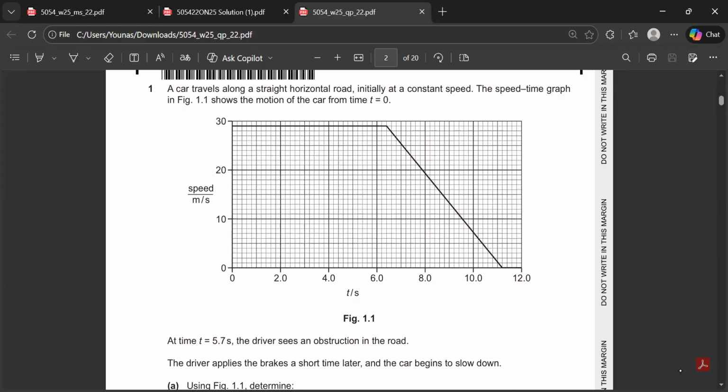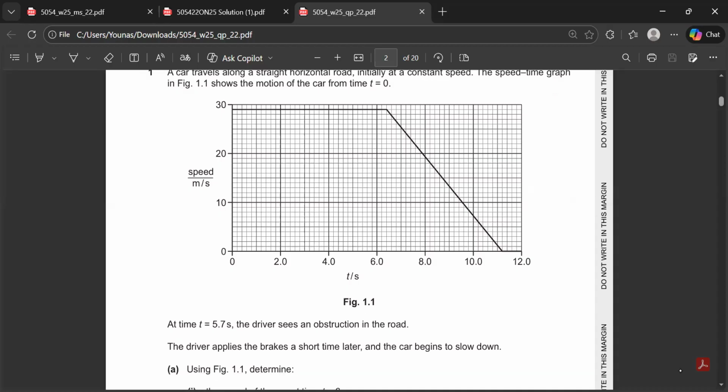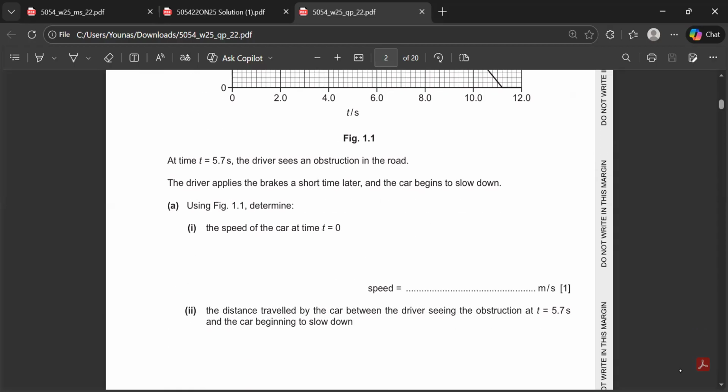A car travels along a straight horizontal road, initially at a constant speed. The speed-time graph in Figure 1.1 shows the motion of the car from t equals 0. At the time t equals 5.7 seconds, the driver sees an obstruction on the road. The driver applies the brakes a short time later and the car begins to slow down. Using Figure 1.1, determine the speed of the car at the time t equals 0.